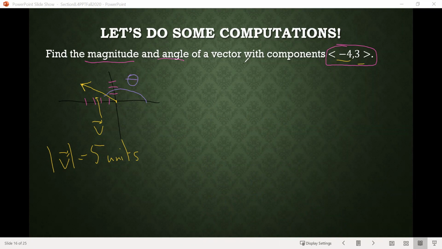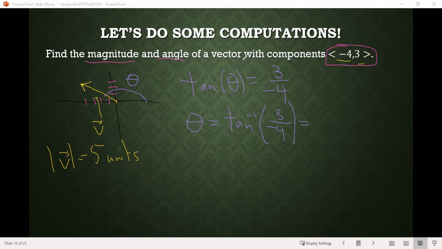And since we have an x and a y point, or the x and y components, we could set up an equation as, say, tangent of theta equals the y component, which is 3, over the x component, which is -4. And from there, we could do inverse tan, or arctan, to find the angle.